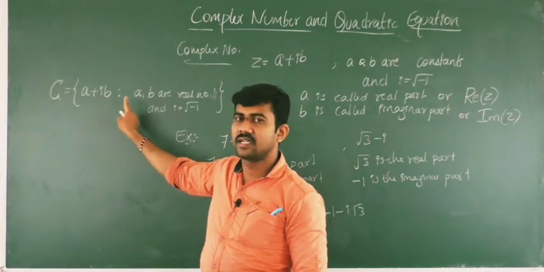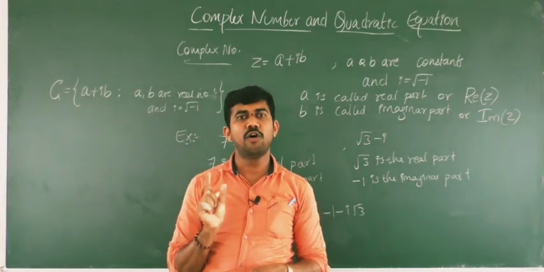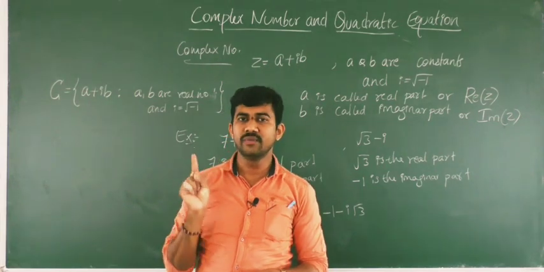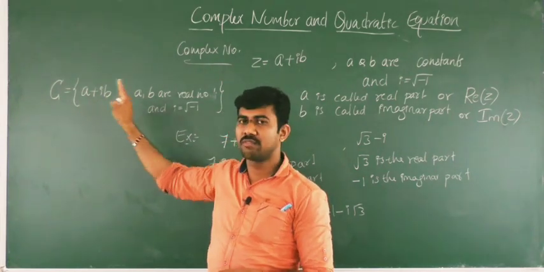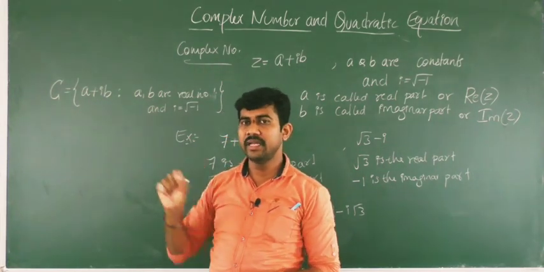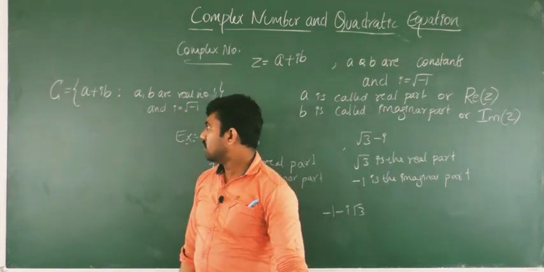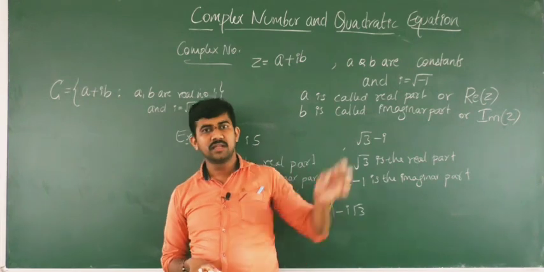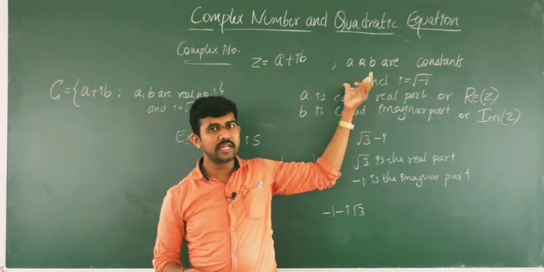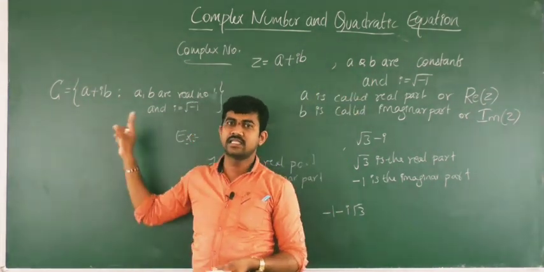This set is called the set of all complex numbers, because all the numbers of the form a plus ib are included in this set. So this is about complex numbers. We understood the notation, the real part, the imaginary part, and the set.